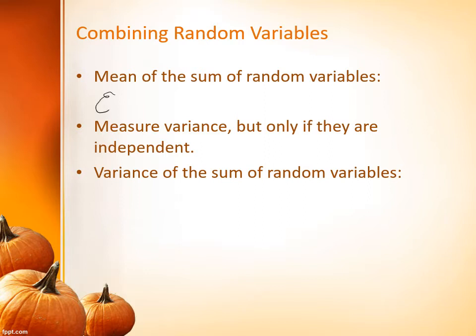So to get the mean of the sum of the random variables, that's the expected outcome for the total, my mean of the total is going to be my mean of x plus my mean of y.